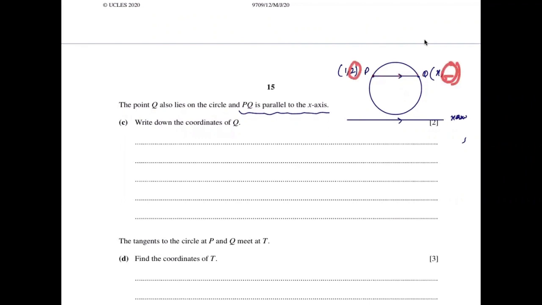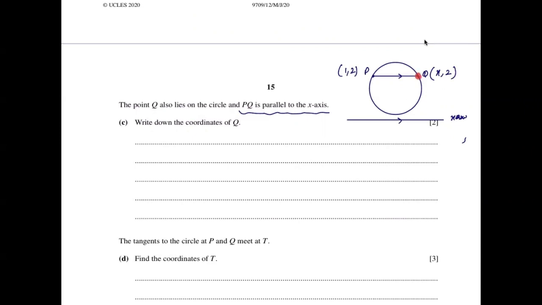Would you agree it is going to be the same as P? No, it's going to be 2. The y coordinate is going to be the same for P and Q because it lies on a horizontal line. So they are at the same level. So the y coordinate is going to be 2 as well. Make sense? Yes, sir.